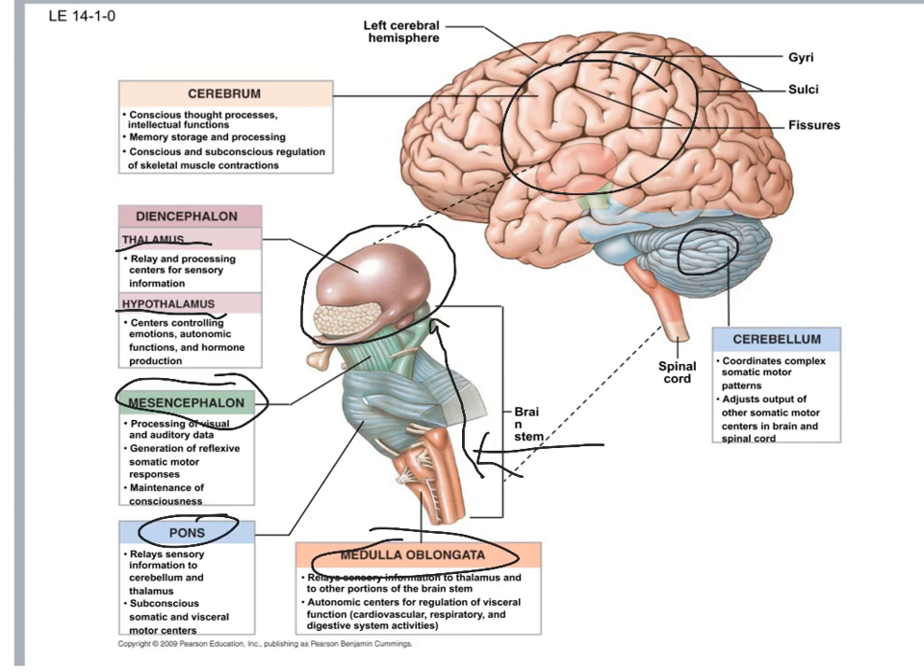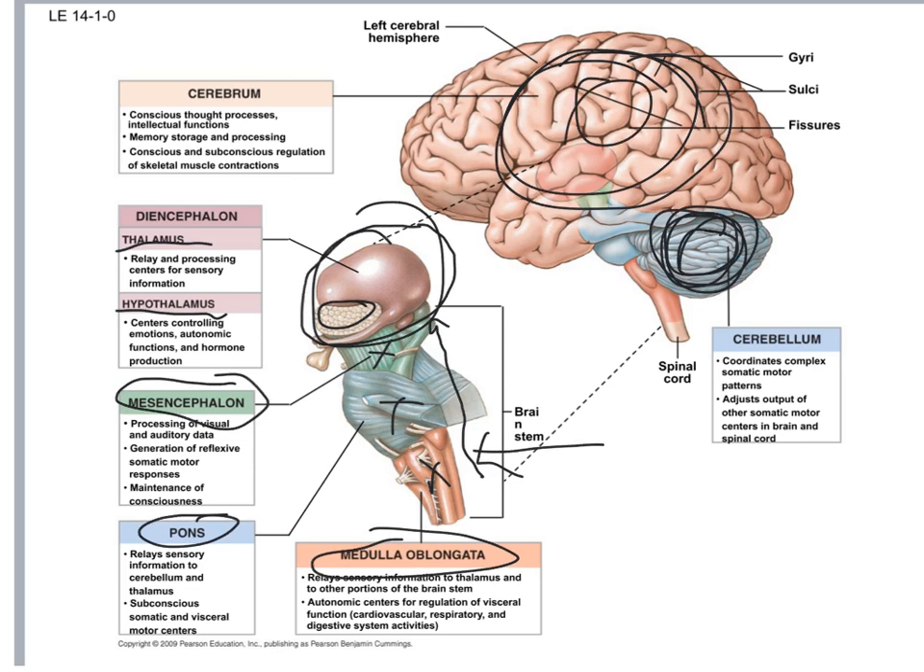Now, as we go further up, we get more complicated. And by the time we get into the hypothalamus and then the cerebrum up in here, it gets even more complicated. And we start talking about emotions and intelligence and much more complicated thought processes going on in those areas. So we're going to work our way up. We're going to start in the medulla oblongata, then go to the pons, then the midbrain, then the diencephalon. We'll take a look at the cerebellum to see how that's functioning, and then the cerebrum, okay?